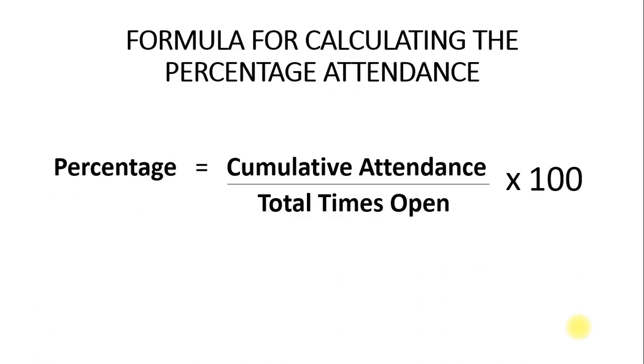Now, the formula we need to calculate percentage attendance: the percentage of your attendance is equal to cumulative attendance out of total times open, times 100.